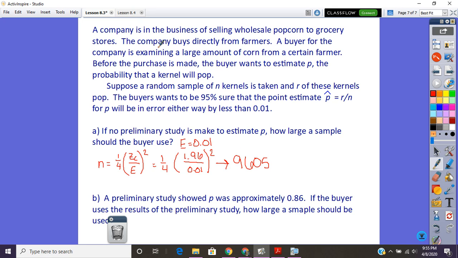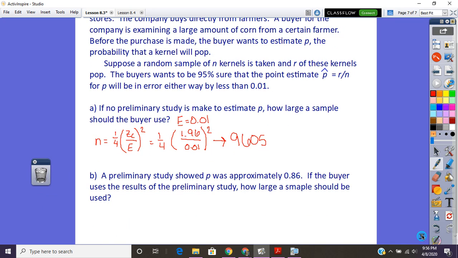So a company is in the business of selling wholesale popcorn to grocery stores. The company buys directly from farmers. A buyer for the company is examining a large amount of corn from a certain farmer. Before the purchase is made, the buyer wants to estimate P, the probability that a kernel will pop. Suppose a random sample of N kernels is taken and R of those kernels pop. The buyer wants to be 95% sure that the point estimate P cap for P will be within an error either way of 0.01. So probably need a large sample, especially if we don't know a preliminary estimate. So we can actually look at that a little bit better.